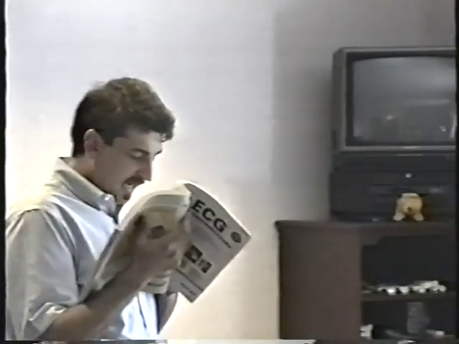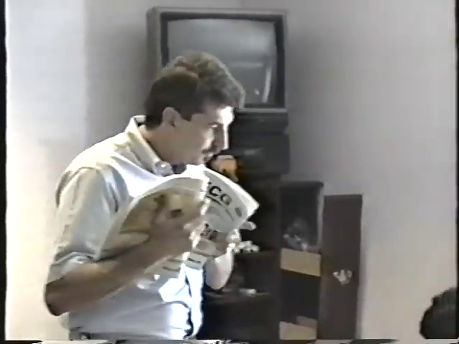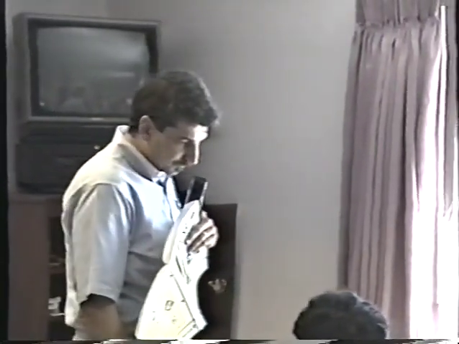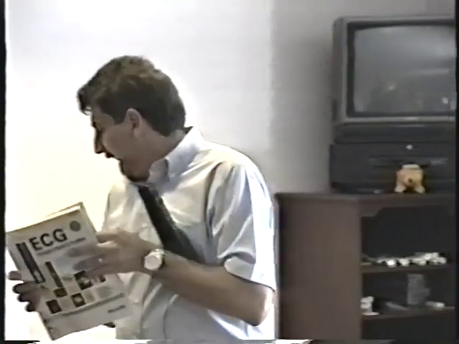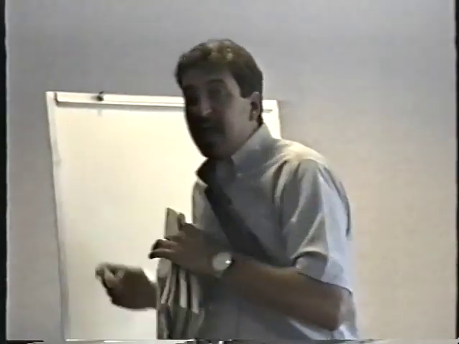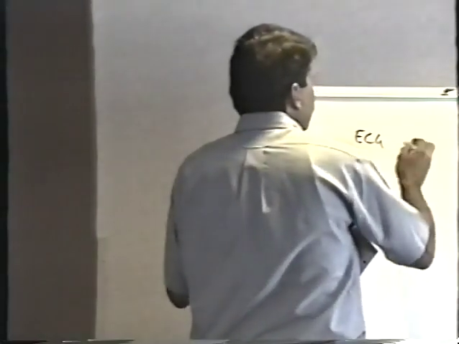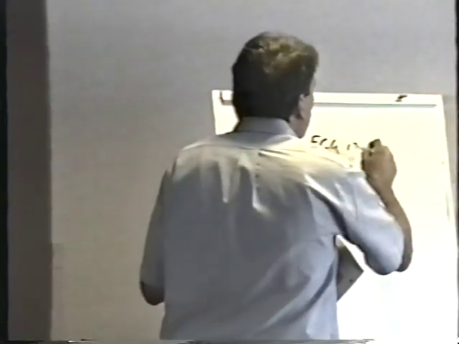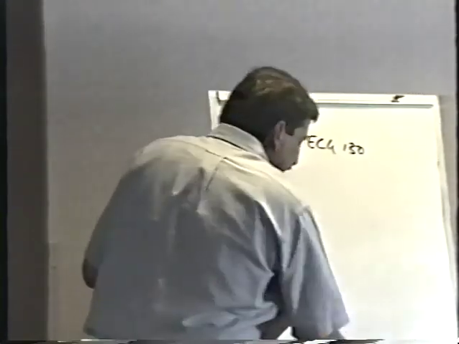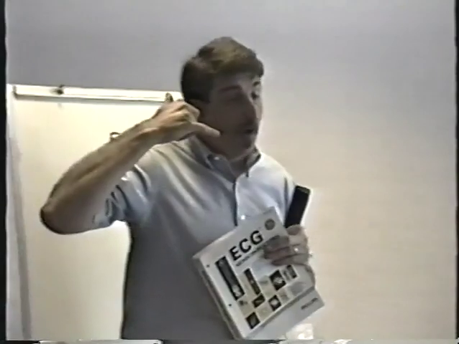Everybody find that, 2-28. Like right around there somewhere. And it says that a 2N3055 is the same as an ECG what? 130. ECG 130. Then all you have to do is pick up the phone and say, hey man, I need an ECG 130. And the guy will say, hey, come on down and get it.